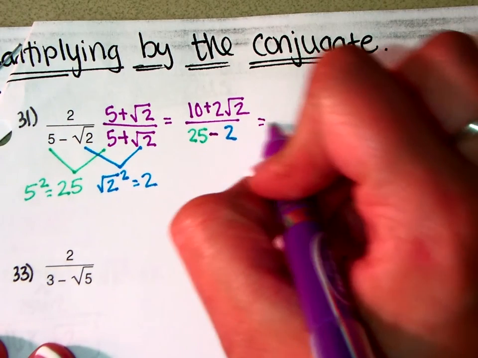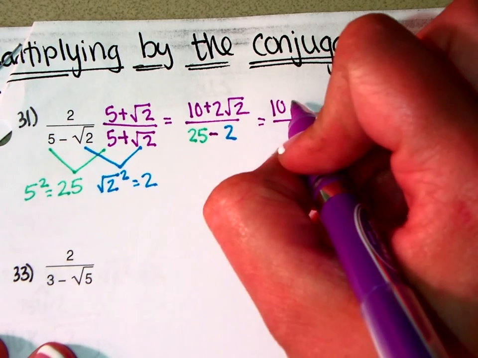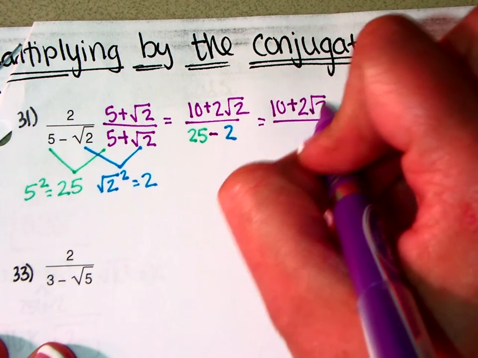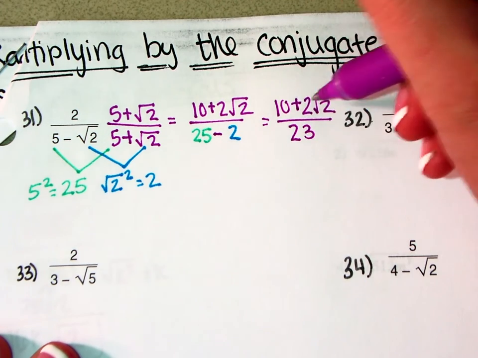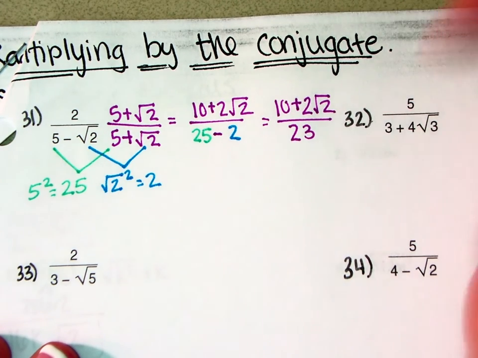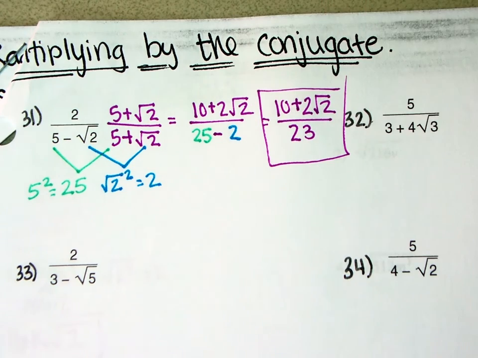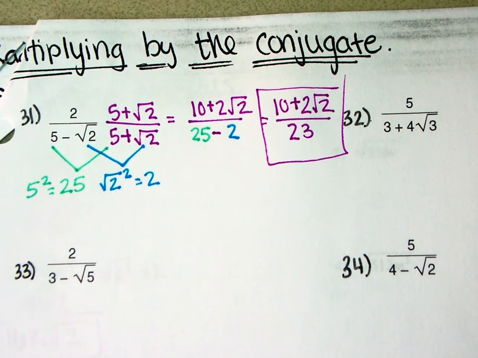Now we're going to simplify. Well, I can't do anything with the top. Can't simplify any of those square roots. And 25 minus 2 is 23. So now that I'm looking at 10, 2, and 23, nothing I can do to simplify that, so I'm just going to leave it. All right, let's try the next piece.